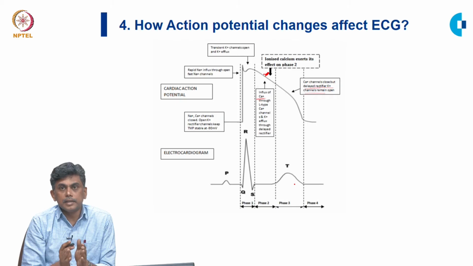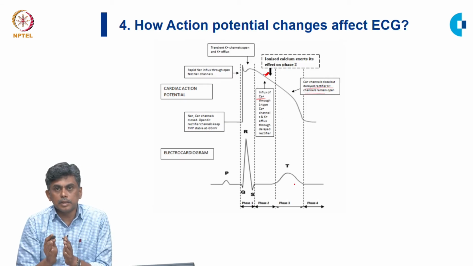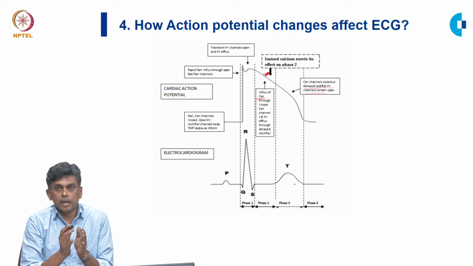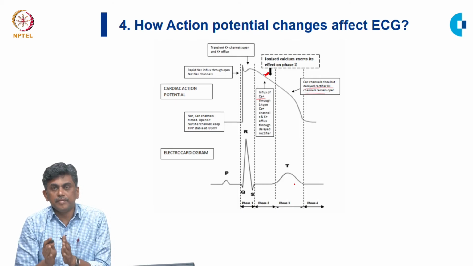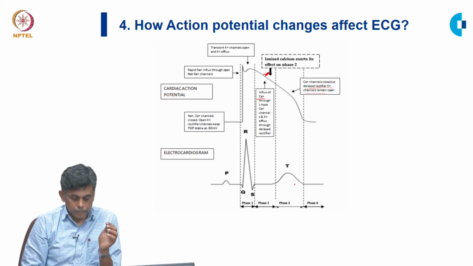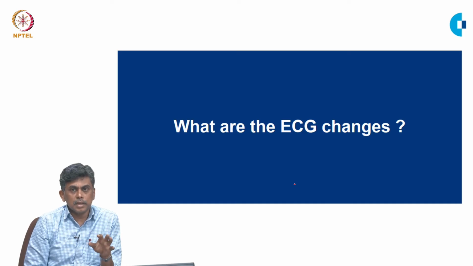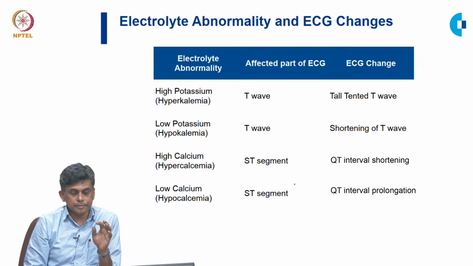Calcium abnormality is going to affect the ST segment of the ECG, and potassium abnormality is going to affect the T wave. And you know, ST segment denotes phase 2 of repolarization, and T wave represents phase 3. Now, we understand that there will be ECG changes if there is abnormality with the serum calcium and potassium levels. Now, we will see what are the ECG changes which happen.